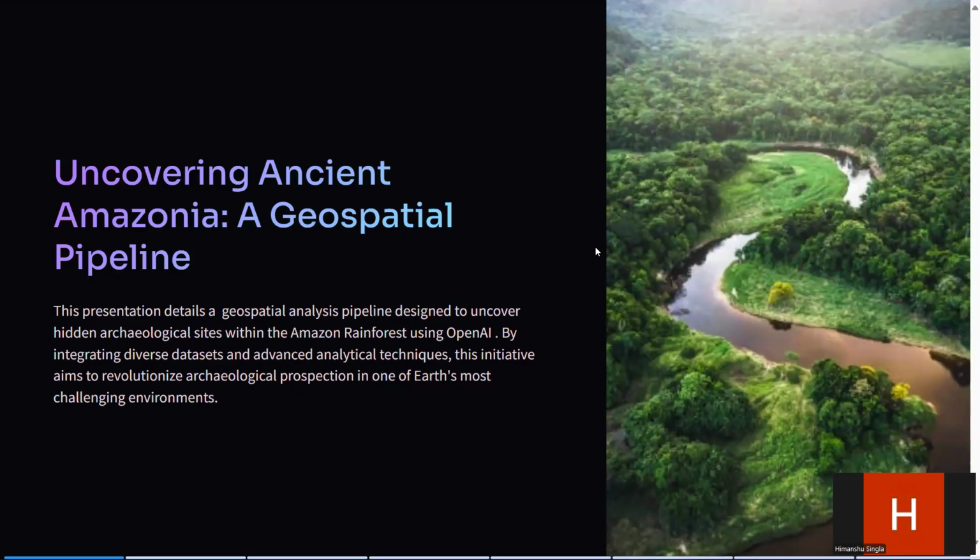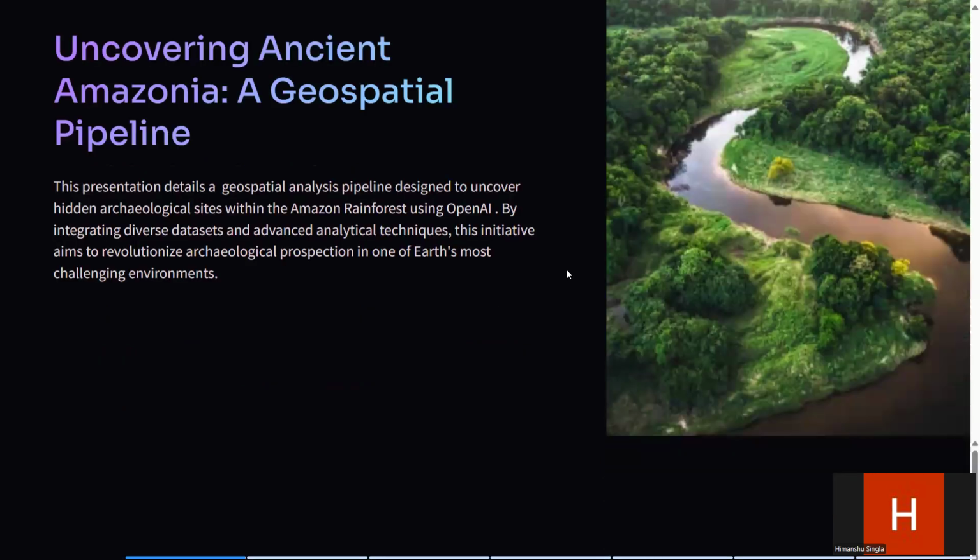Good morning, friends. Today I will be talking about a geospatial pipeline that is used to uncover the ancient Amazonia, to uncover the hidden archaeological sites within the Amazon rainforest using OpenAI. I have integrated diverse datasets and advanced analytical techniques that help to revolutionize the archaeological perspective in one of Earth's most challenging environments. I have used a lot of datasets that help to predict the nature of the archaeological sites.